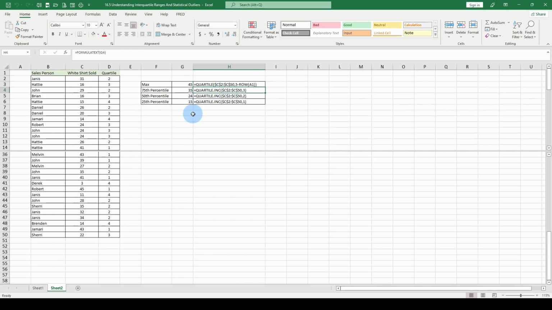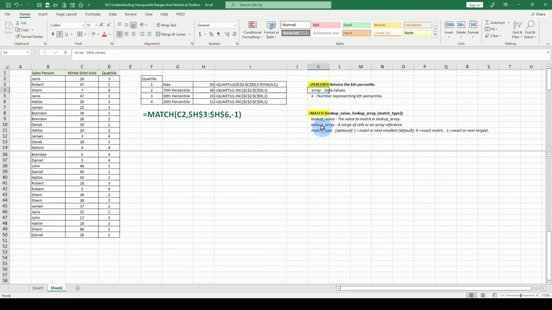Here we're looking at the third quartile, which is the 75th percentile. The second quartile, that's this number 2, is the 50th percentile, and the 25th percentile is 1. For the quartile, all we did was we used a match. What are we trying to do? We're trying to match C2 to the row. We're trying to find this row, and 31 is going to fit where? Right here. Because we're using -1, and we know that's exact or next largest.